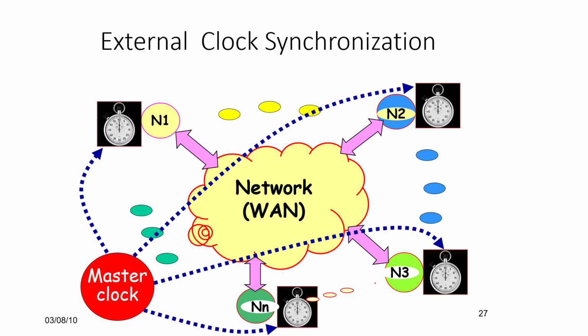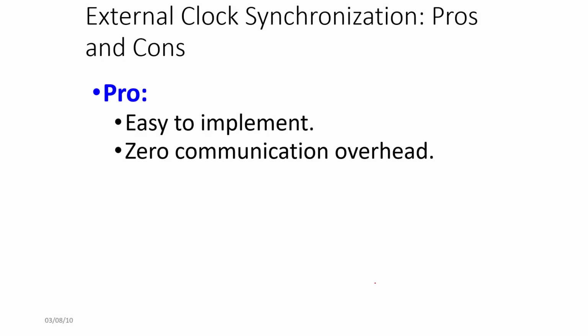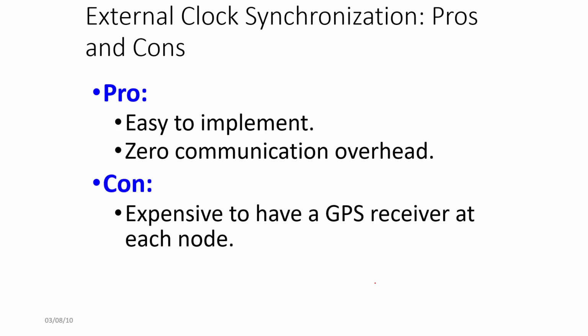For external clock synchronization, as I have shown, there is the NTP protocol, network time protocol. Using this protocol, many nodes synchronize with a master clock. This is how the synchronization happens. For internal, of course, another protocol needs to be followed. The pros and cons: this is easy to implement, with zero communication overhead. But it is expensive to have GPS receivers at each node, which is why sometimes internal clock synchronization is preferred.